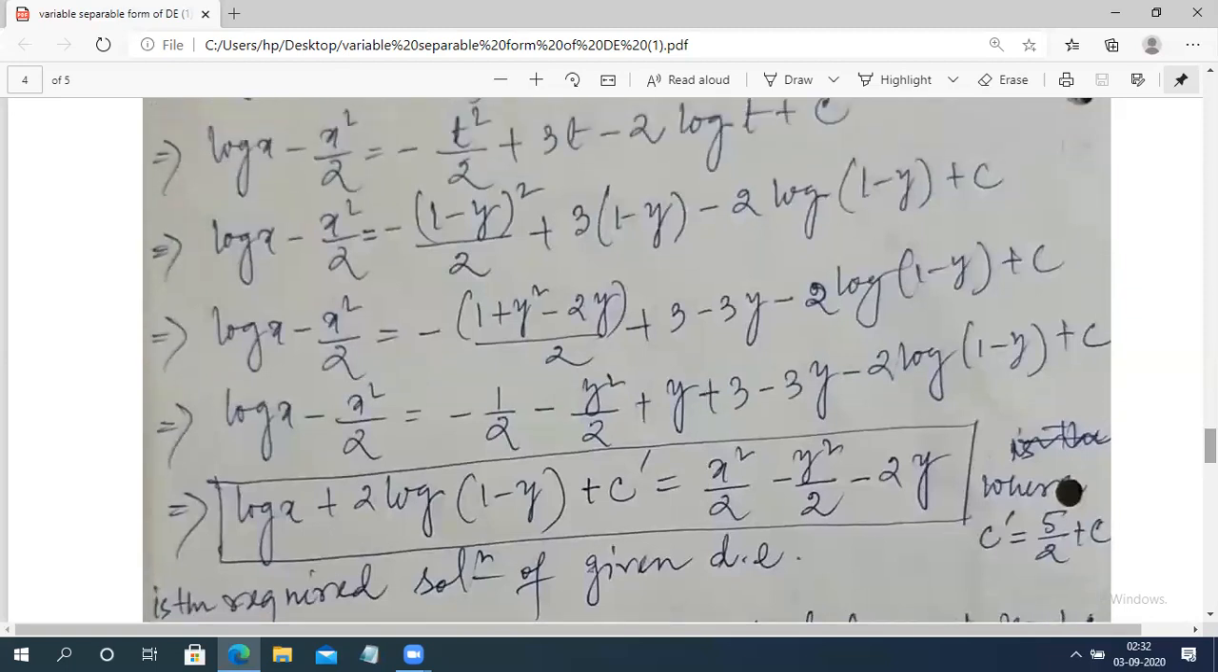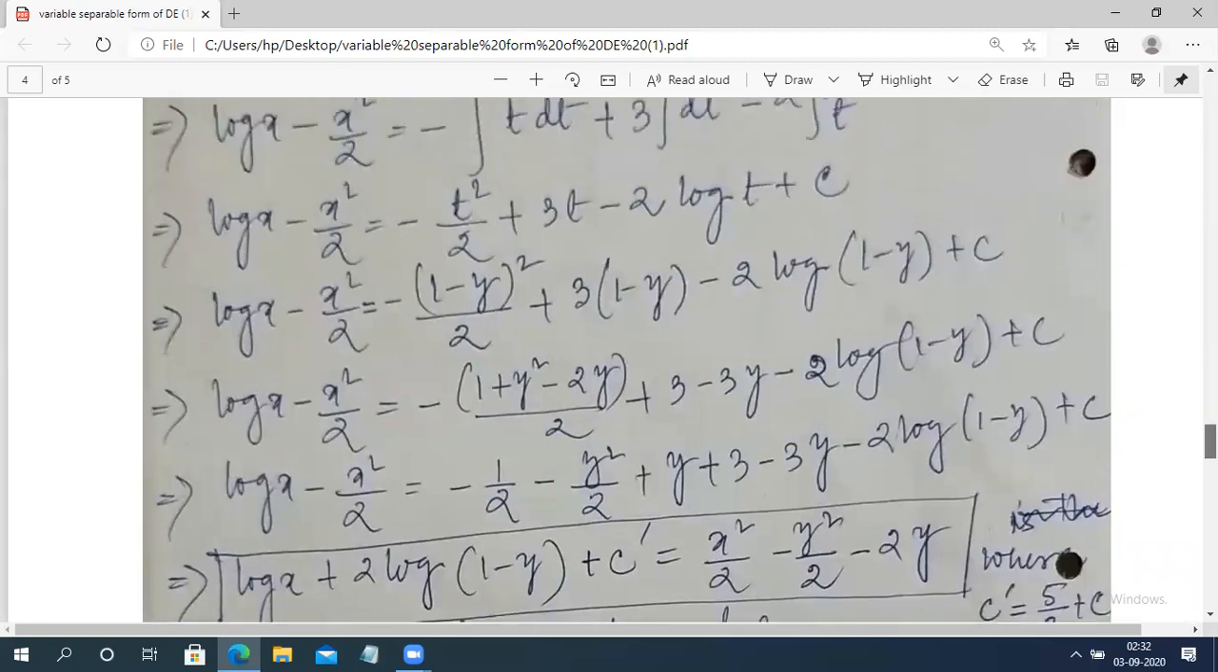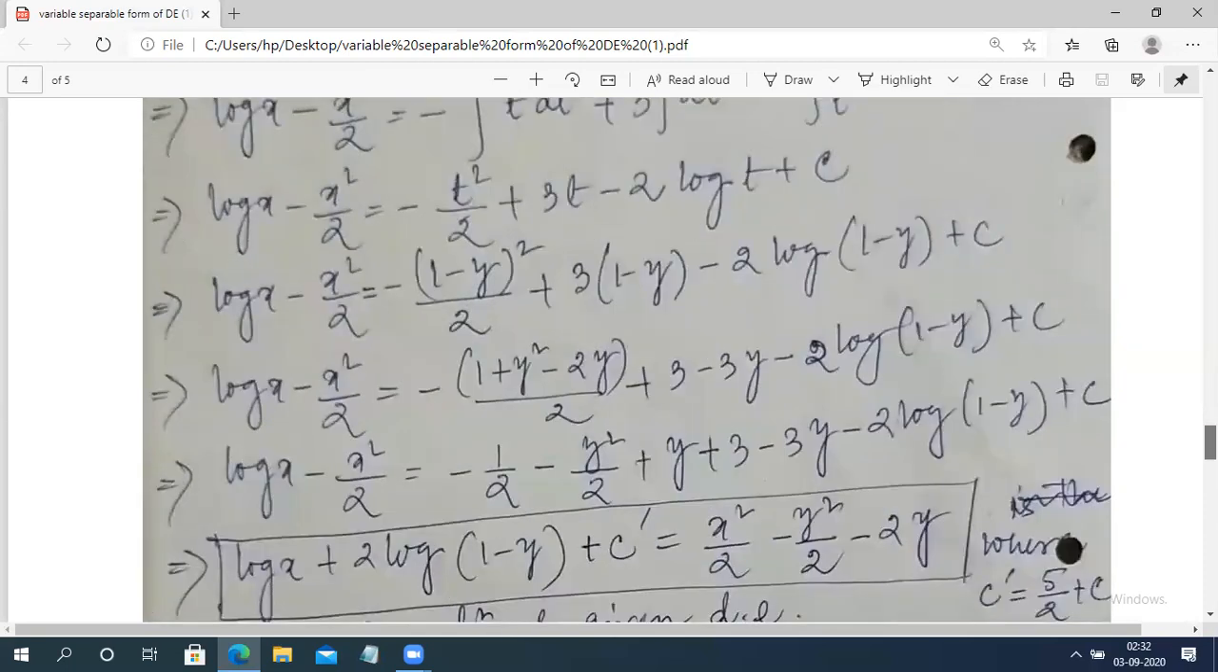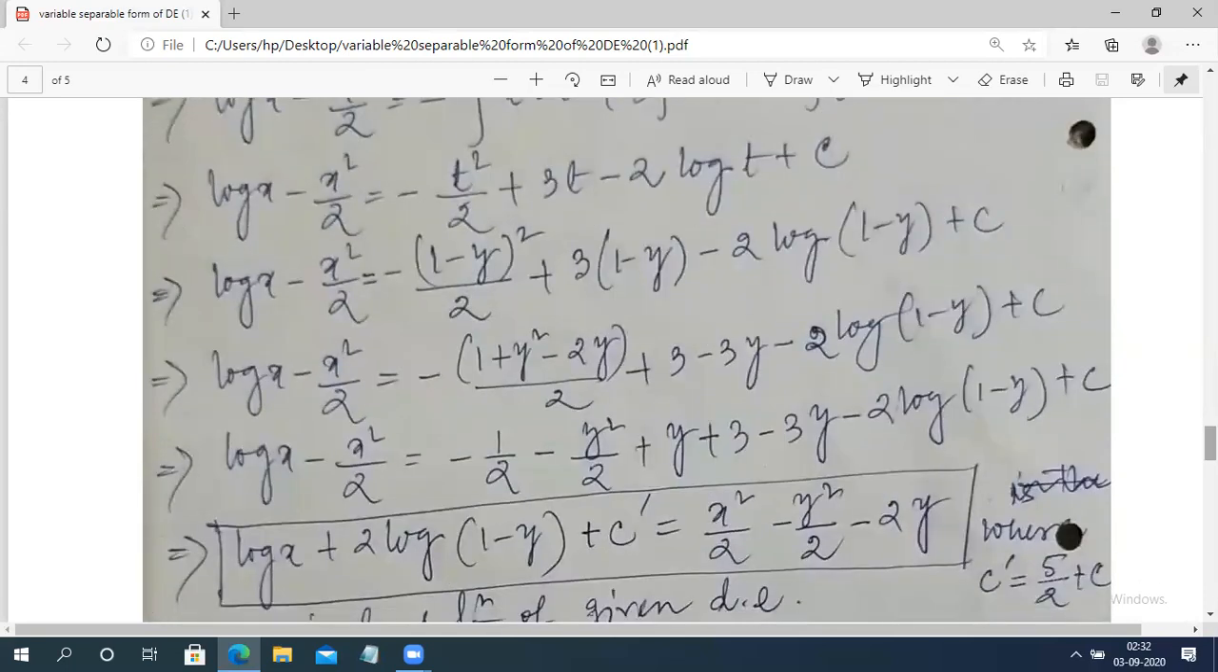Now we'll stop here. The next question is the question of particular solution. All these solutions are general solutions because in the solution there is one arbitrary constant, and no specific values are given to this arbitrary constant. So these solutions are known as the general solution.